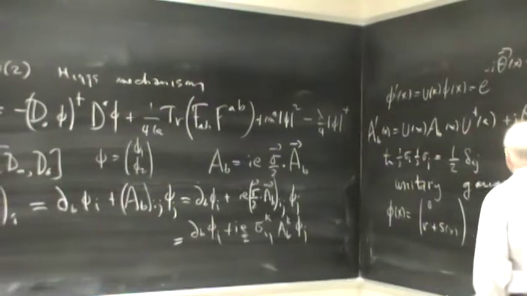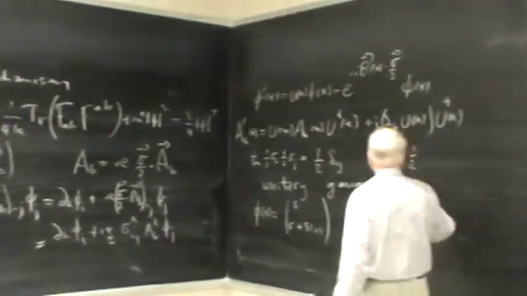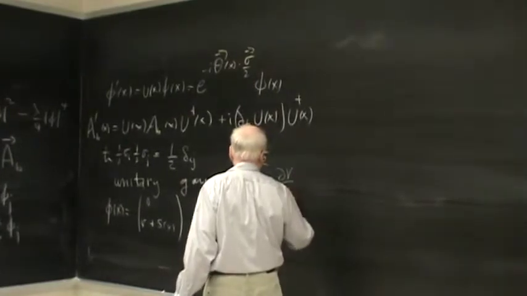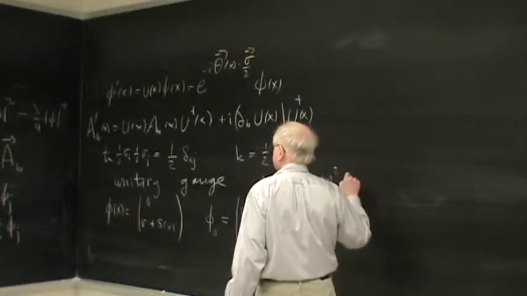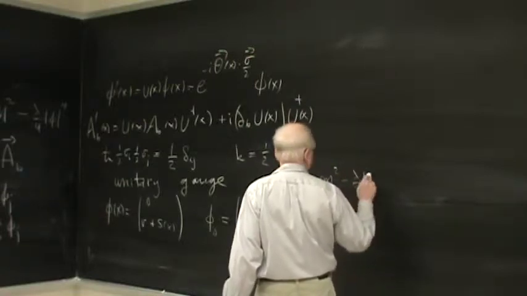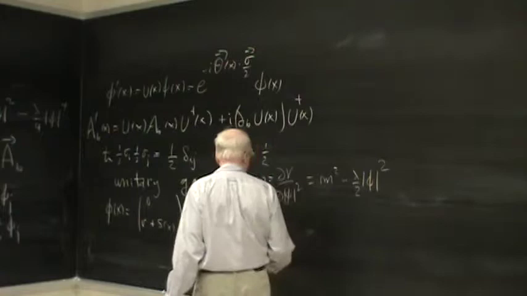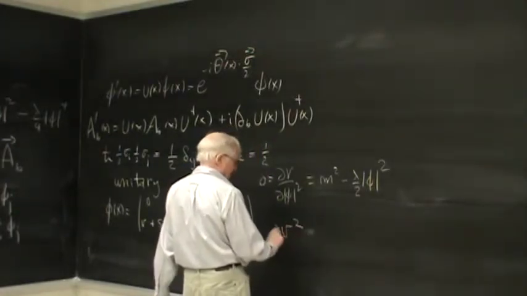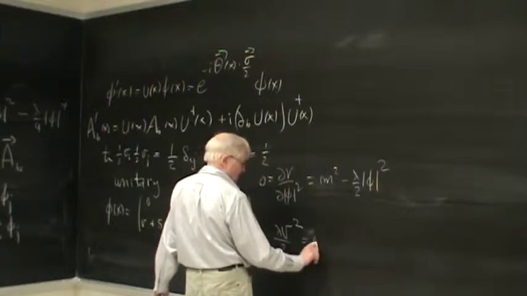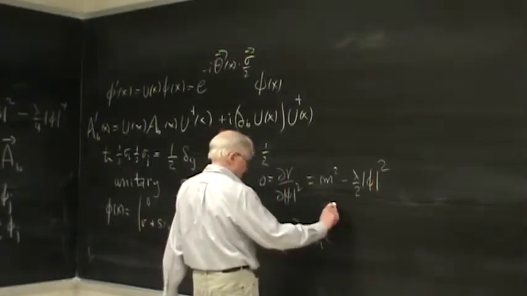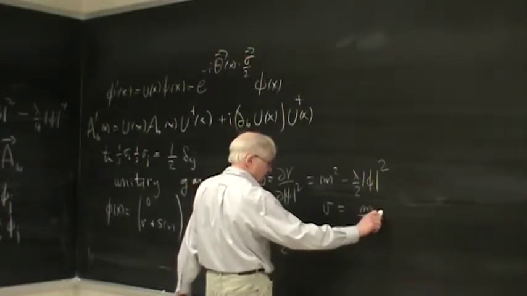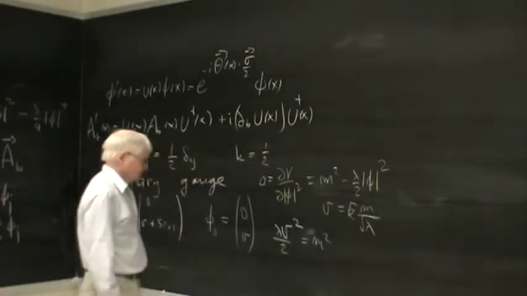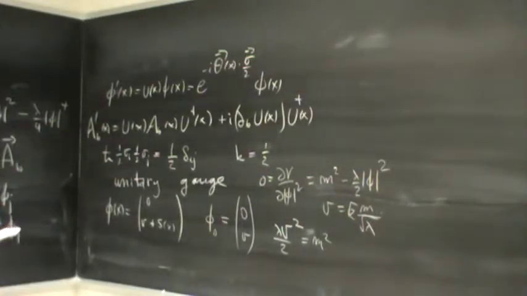In this particular theory, it would be 0 equals the partial of V with respect to phi squared. And that would be m squared minus lambda over 2 phi squared. And so lambda v squared over 2 would equal m squared. And so v is m over square root of lambda, square root of 2. All right.